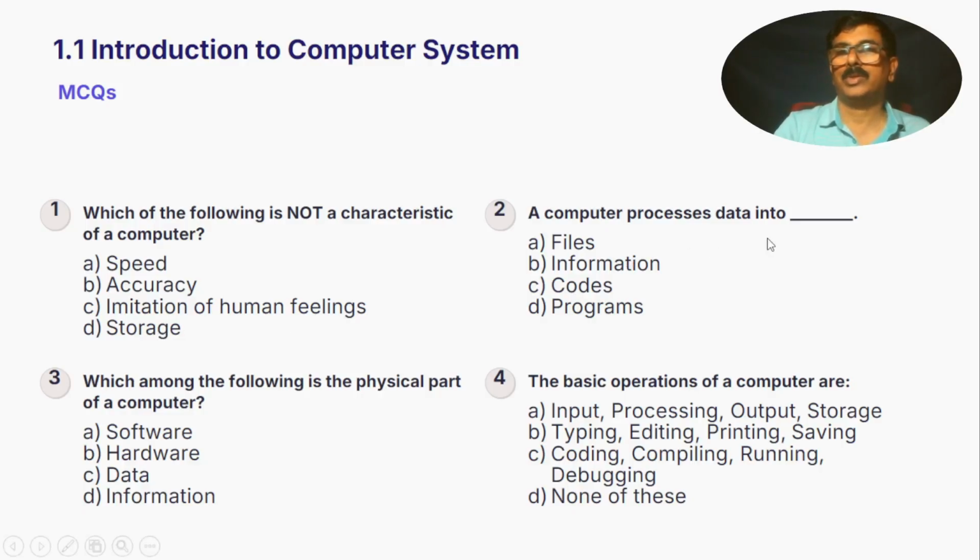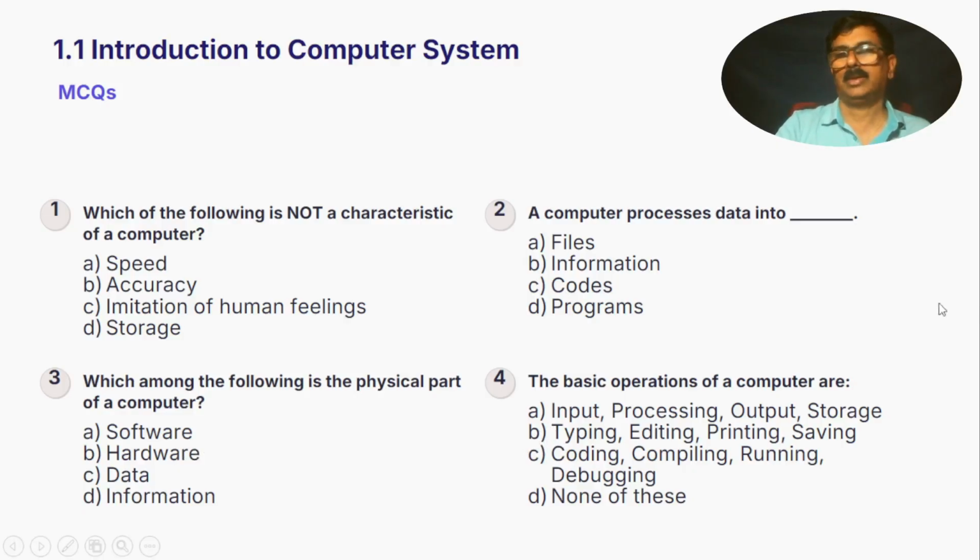A computer processes data into dash: files, information, codes, programs. Information. Which among the following is the physical part of a computer? Software, hardware, data, information. Software, data we supply from the input device, information we take from the output device. Hardware is not software or anything else. That is a physical part that we can touch or feel.